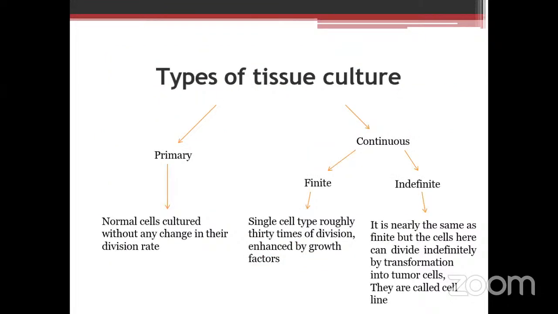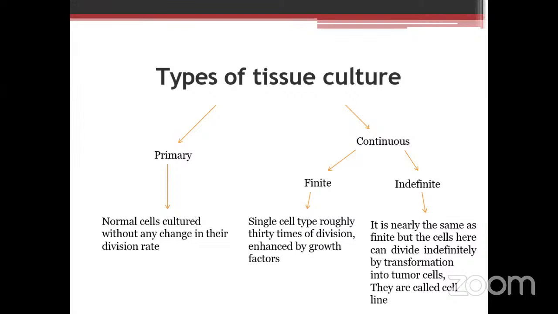There are different types of tissue cultures: primary and continuous. Primary tissue cultures are the normal cells cultured without any change in their division rate. They are mainly taken directly from the explant, as I told you. They slowly divide and they are normal cells.